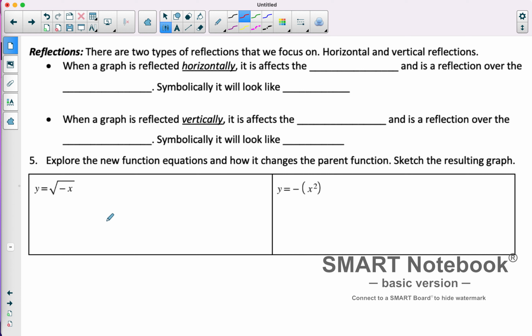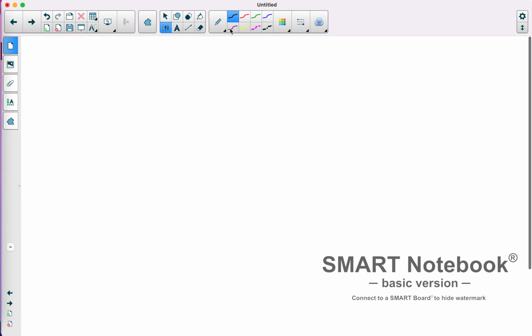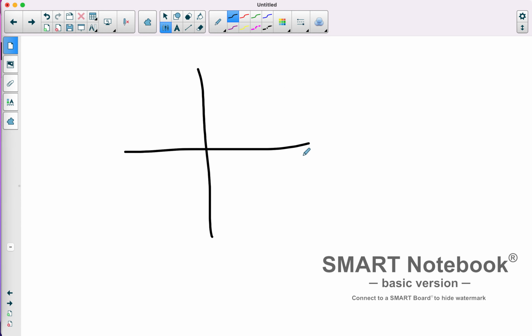A reflection, there are two main ones that we think about. We look at horizontal and vertical reflections right now. So when a graph is reflected horizontally, it affects the x values. It is a reflection over the y-axis. All right, think about where your axes are. Here's our x-axis and there's our y-axis.